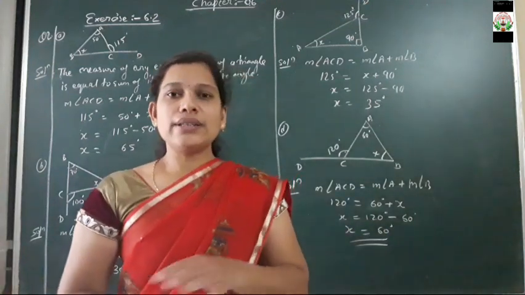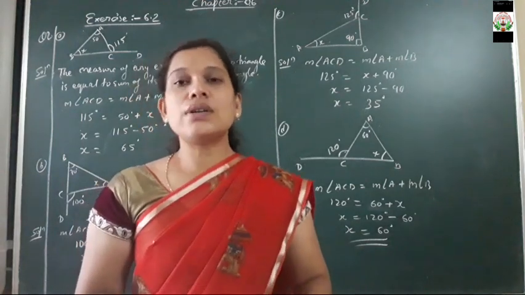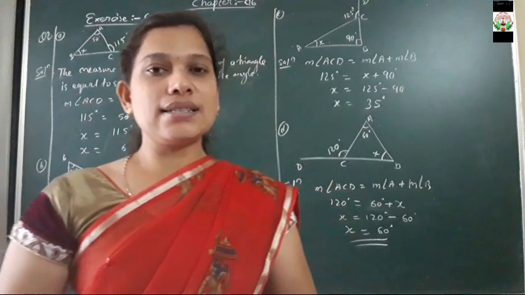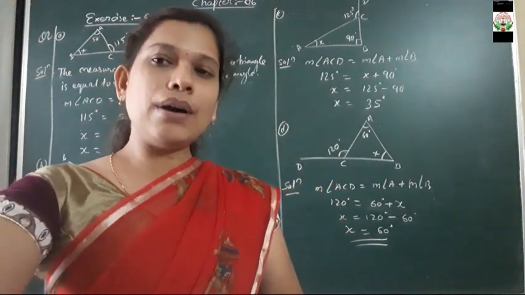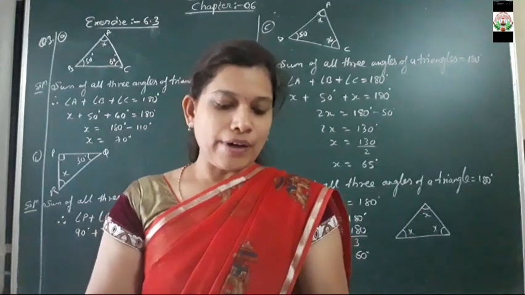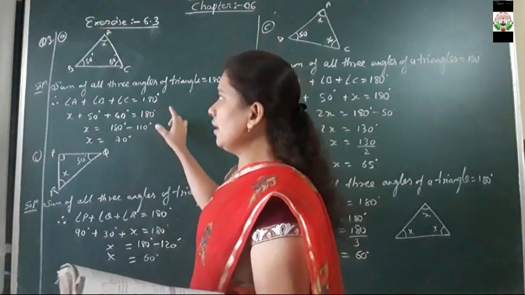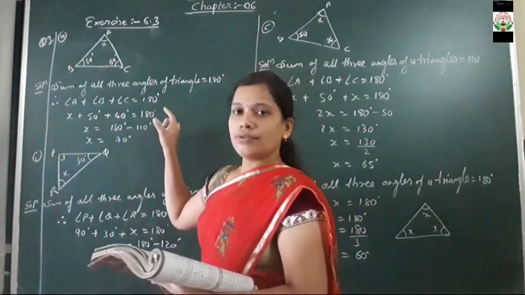So dear student, this is the explanation of question number 2. Hope you people understood. Now moving towards the next exercise, that is exercise 6.3, question number 1. Here in exercise 6.3, find the value of the unknown x in the following diagram. A diagram is given, and here we have to find the value of x.